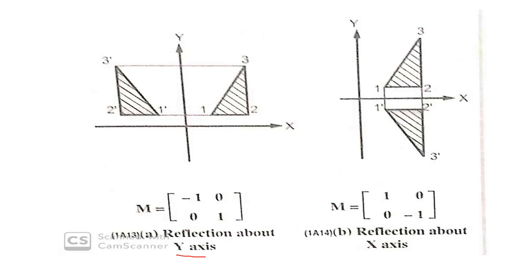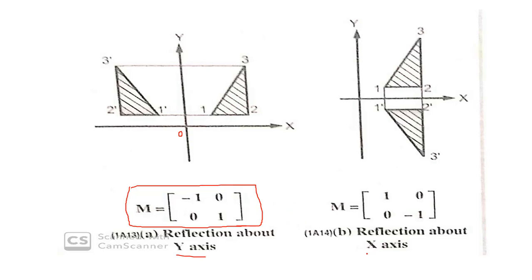So here, reflection about y-axis. Here you can observe, here is your origin, this is your x-axis, this is your y-axis. So this is the object, and this object is reflected about this y-axis. In that case the mirror matrix is minus 1 0 0 1.